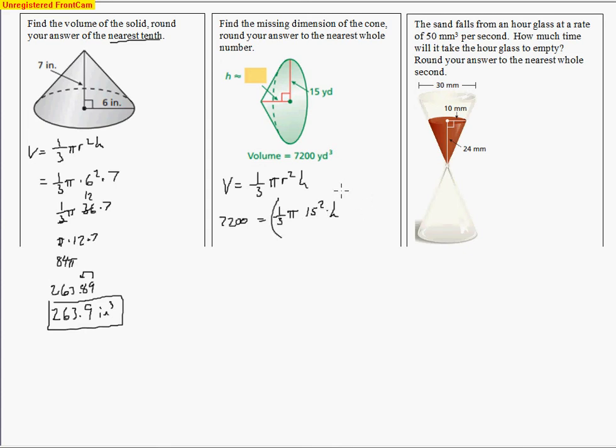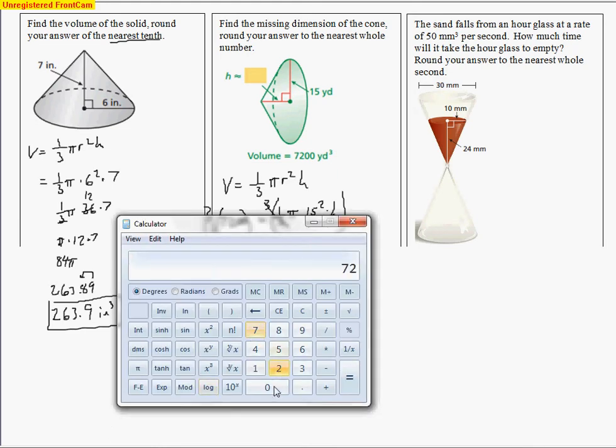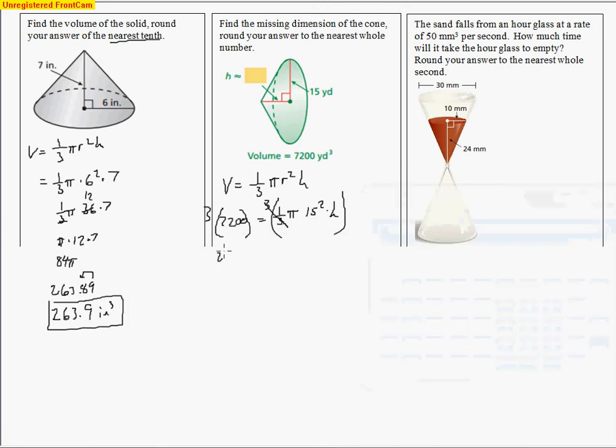So the first step I'm going to do is multiply by 3. That's going to cancel out the 3. Do the same thing on this side. So we'll write down 7,200 times 3 gives us 21,600 equals pi times, and then I can go ahead and take 15 squared as 225 times h.